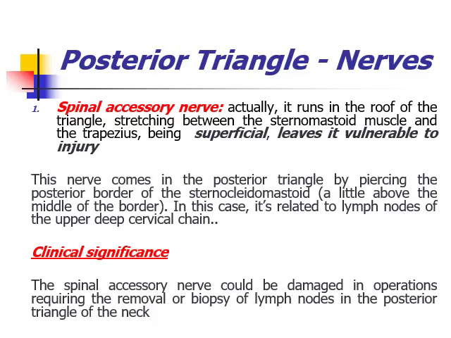In this case, it's related to the lymph nodes of the upper deep cervical chain. The significance of the presence of the spinal accessory nerve within this part of the neck is that it can be damaged in operations requiring the removal or biopsy of lymph nodes in the posterior triangle of the neck. By its injury, there would be paralysis in both muscles supplied by the spinal accessory nerve, the sternomastoid and the trapezius muscle. Both will be paralyzed.